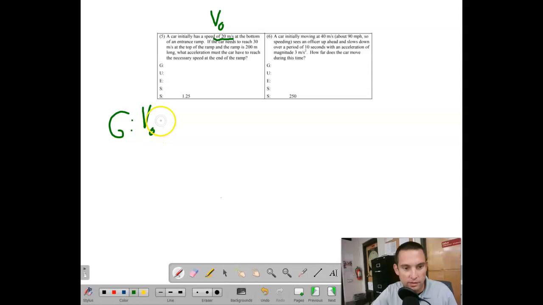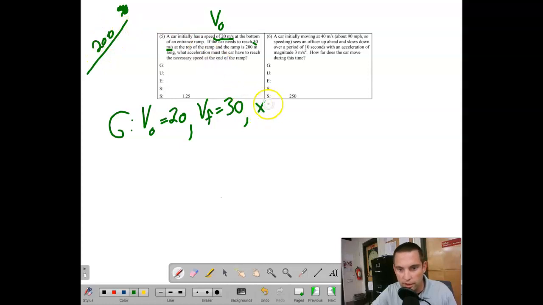So we know the initial velocity equals 20 meters per second. And I'm not going to use units, just to save some space. If the car needs to reach 30 meters per second at the top of the ramp, it looks like we're driving up this ramp and we need to get to 30 meters per second right here at the top. That means our final velocity will be 30 meters per second. And the ramp is 200 meters long, so this is all 200 meters. We're going to call that x equals 200 meters.